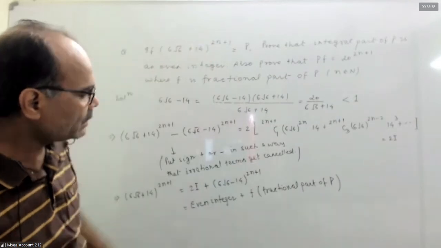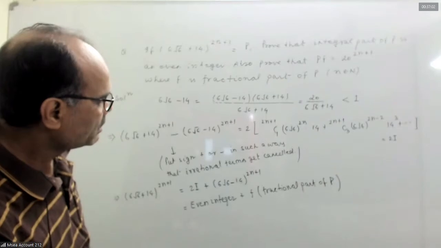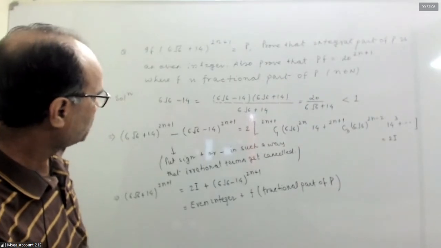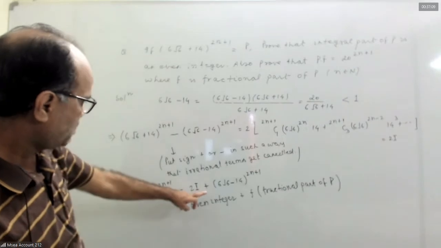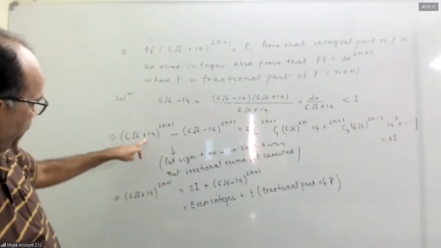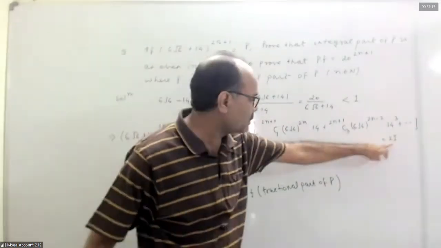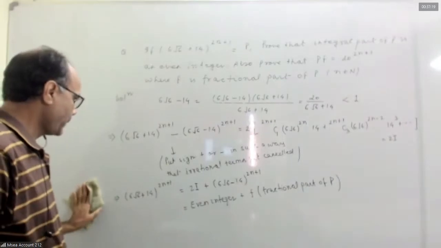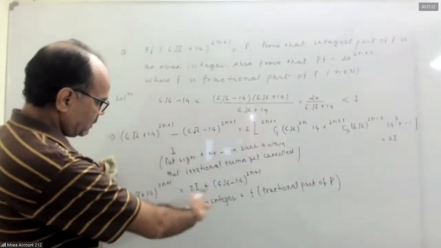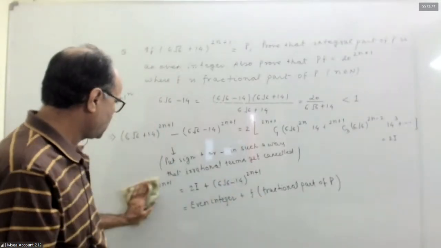Excuse me, sir. Sir, how are we getting that, sir? 6 root 6 minus 14 power 2n plus 1 is F, the fractional part of P. This is step. Yes, sir. This is P minus this equal to 2i. Yes, sir. Shall I write this part? This one. Yes.